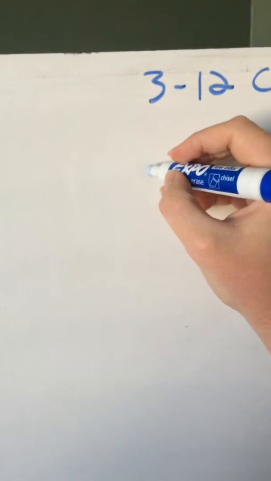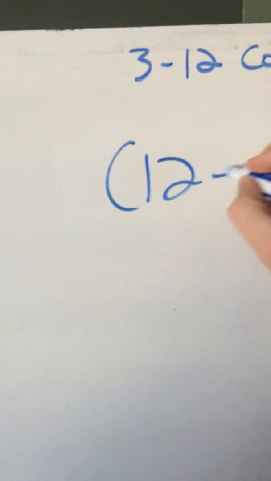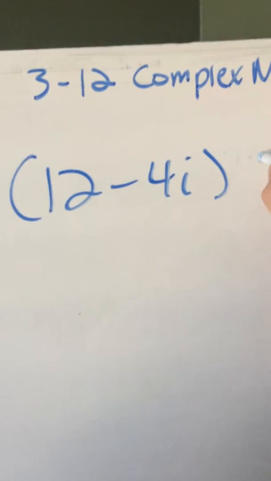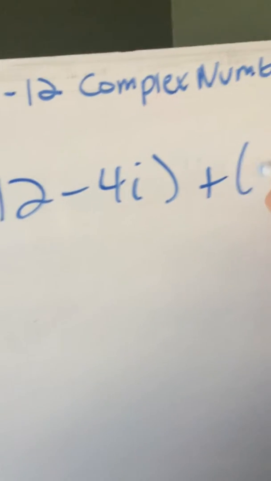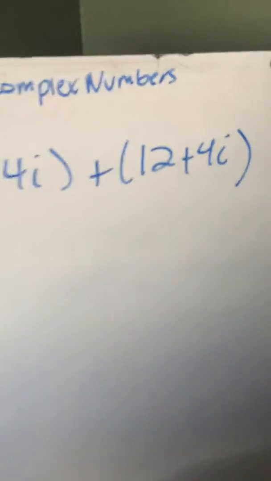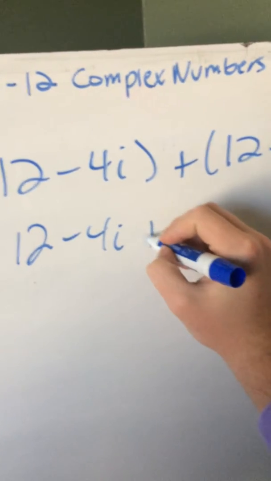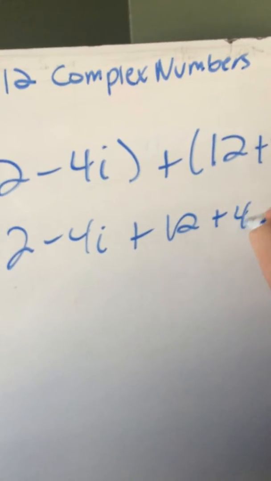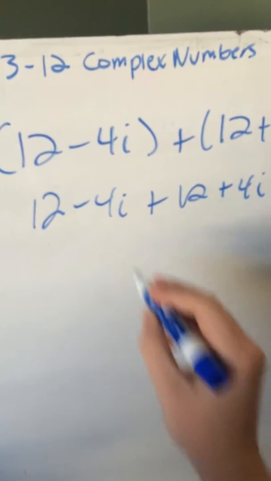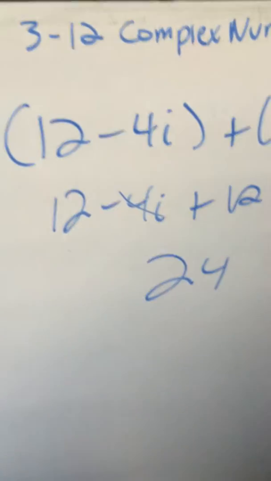First we're going to just add terms with i. So we have 12 minus 4i plus 12 plus 4i. Since the negative 4i and plus 4i cancel out, you just get 24.